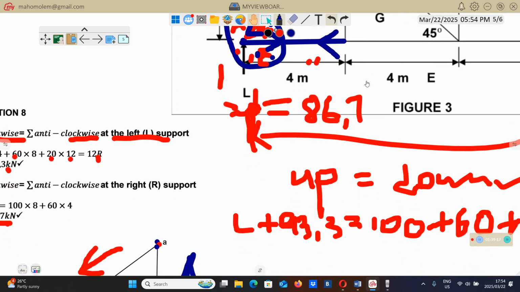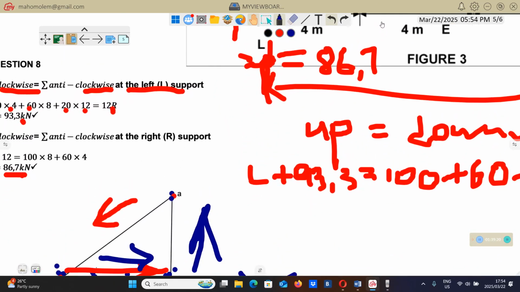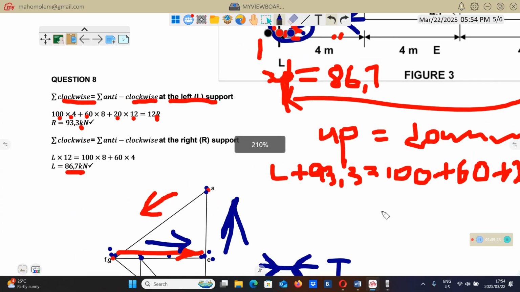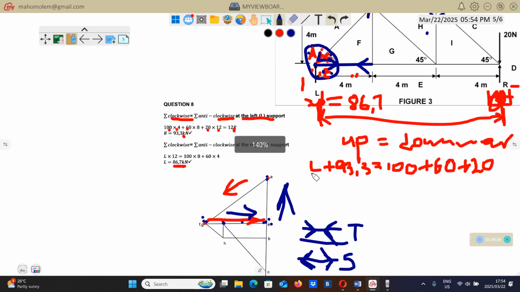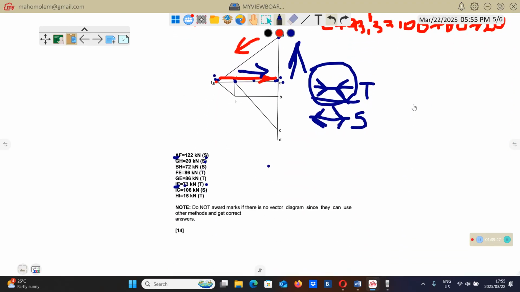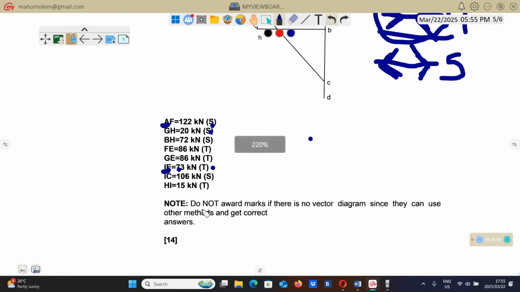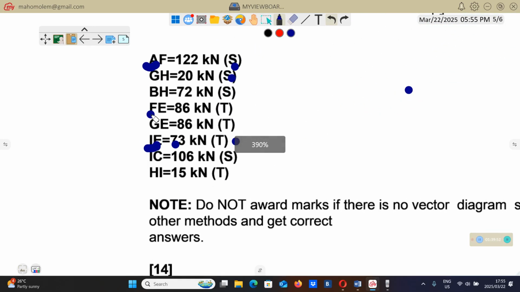Then we said that if the arrows are, let me zoom this, make it smaller, if the arrows are like this, the very same thing as this one, then we're going to say this member is a tie. So that's why this member, FE, when we come here to FE, yes, FE is a tie.